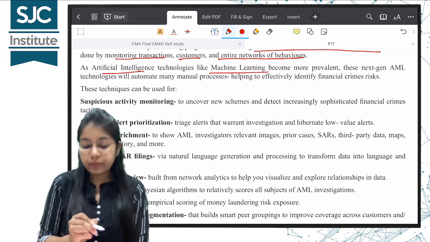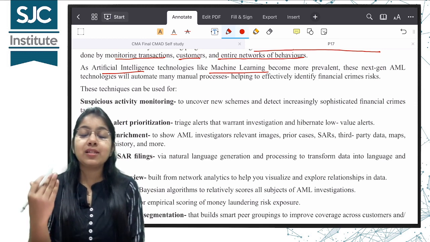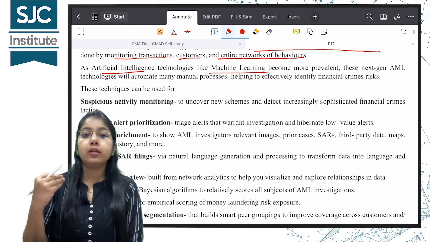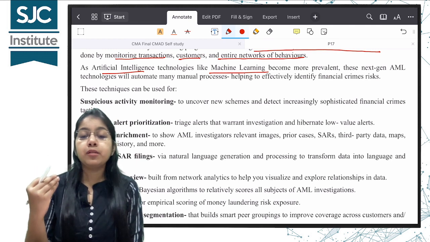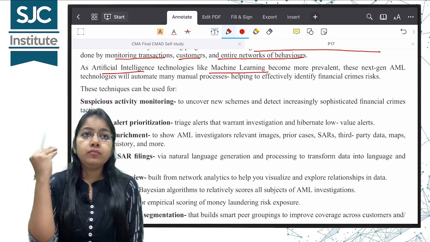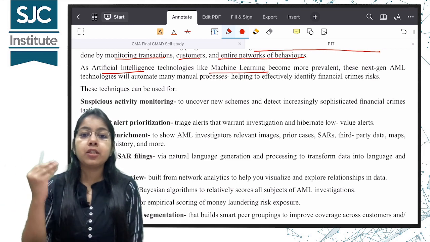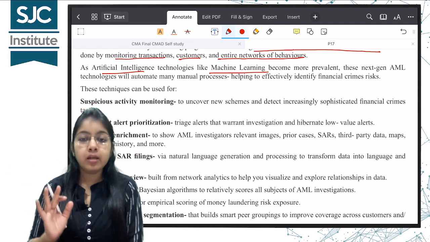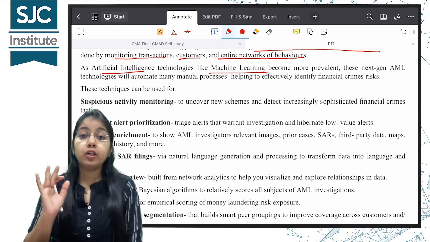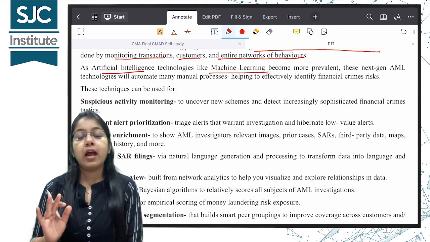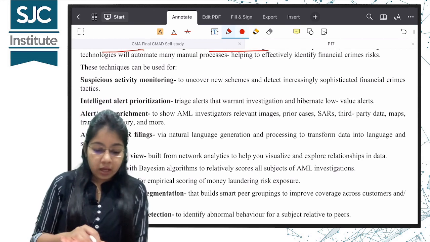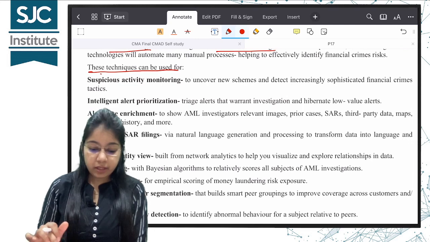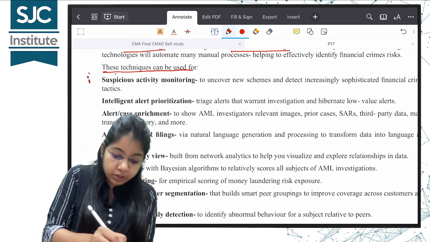What is machine learning? When machines learn just the way humans do, it is known as machine learning. When certain transactions or behaviors are observed by the machines, they notice certain kinds of behaviors and transactions being processed in a particular manner, and they learn that this is how it will be. That is known as machine learning. So artificial intelligence and machine learning tools can be used to detect and prevent these types of activities. How can we use the technologies for anti-money laundering? Number 1 is suspicious activity monitoring.